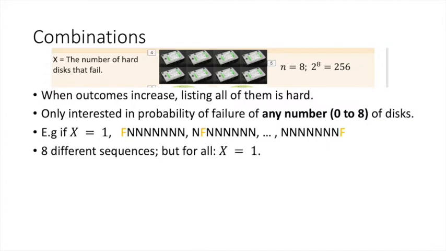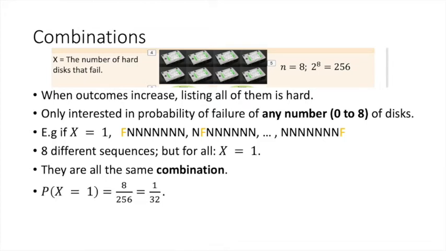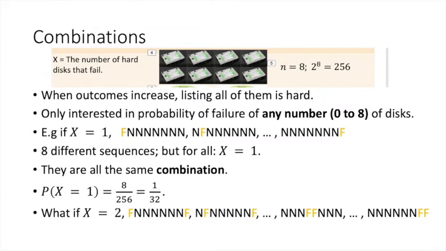Therefore, we can say that all these sequences represent a single combination. Now, since there are 8 different ways to represent this one combination, the probability of seeing this combination is 8 over 256, where 256 is the total number of unique sequences. Likewise, if x equals 2, we try to list all the sequences. Is the number of sequences again 8? Take a guess.